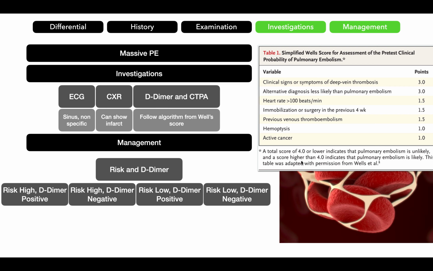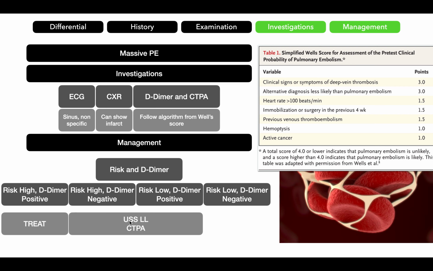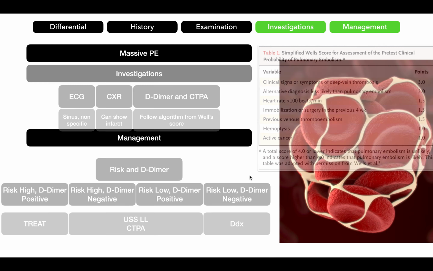So if the patient is considered to be at a high risk, so greater than 4 on Wells, and is D-dimer positive, so risk is high and D-dimer positive, you're going to treat the patient, and we'll discuss how in a minute. If Wells is high and D-dimer is negative, you're going to ultrasound the lower limb and perform a CT pulmonary angiogram. If the risk is low, if Wells is low but the D-dimer is positive, same again. And if the risk is low and the D-dimer is negative, you're going to do a differential diagnosis. You're going to go back to the drawing board.